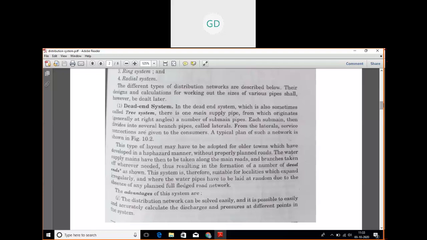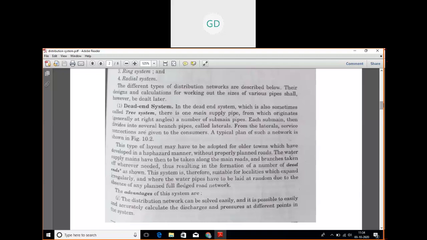This type of layout is adopted for older towns. Like we have discussed the arithmetic increase method and geometrical increase method, some are for developing countries and some are for already developed countries; like that here also. The dead end system layout is adopted for older towns which have already been developed and have no properly planned roads, okay. So in that type of city or town, the dead end system of layout is adopted, okay.